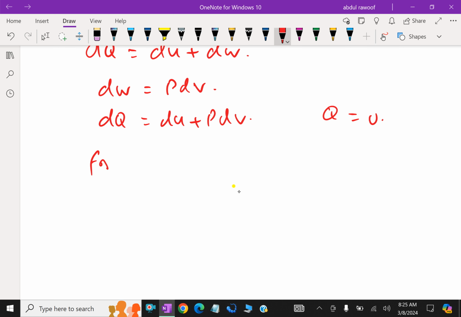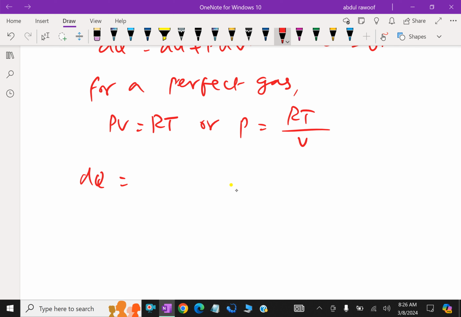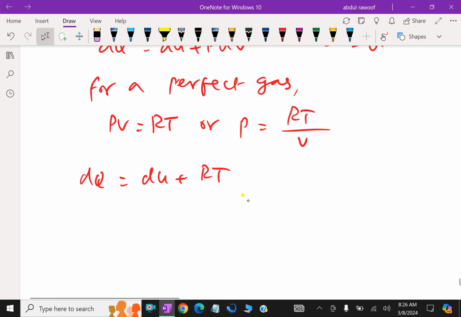Now for a perfect gas, we know the relation PV equals RT, or you can say P equals RT over V. Then we can say dq equals du plus p dV, and p dV we can write as RT by V into dV, which is equal to 0 because dq equals 0.